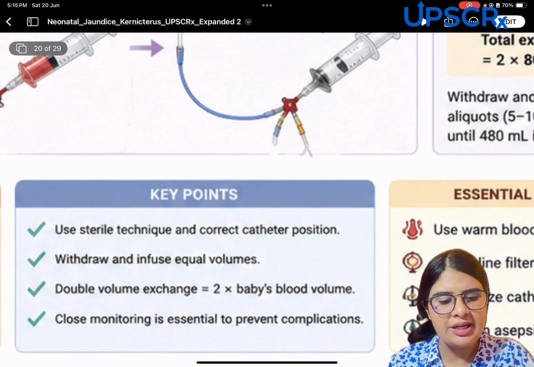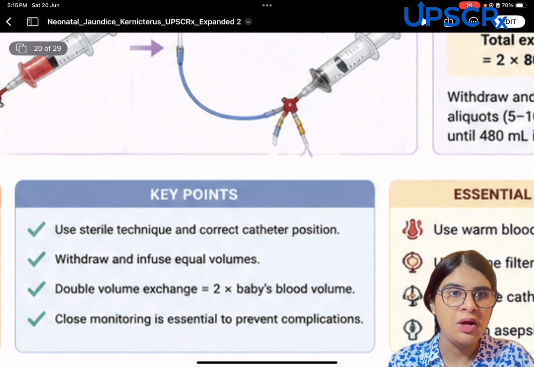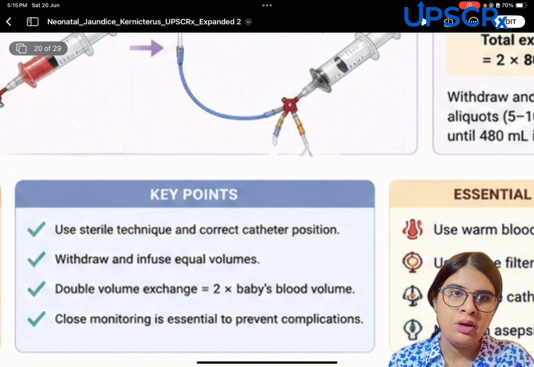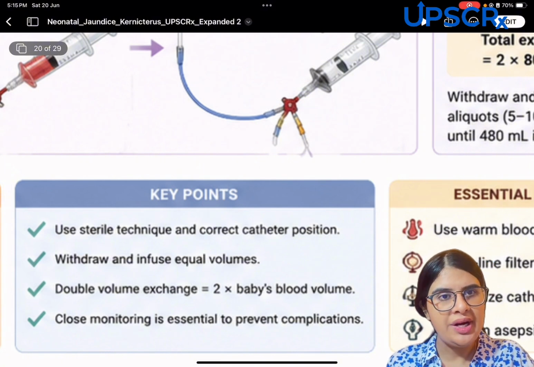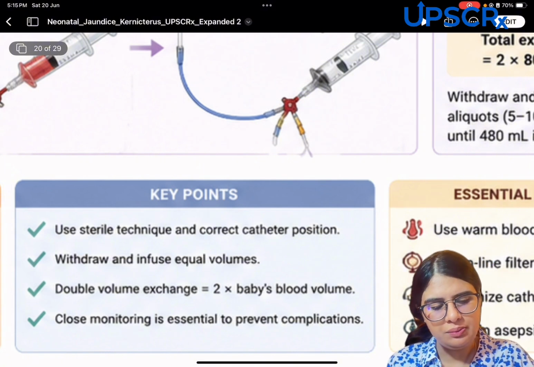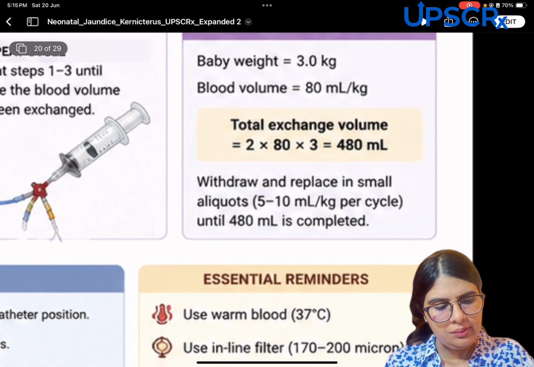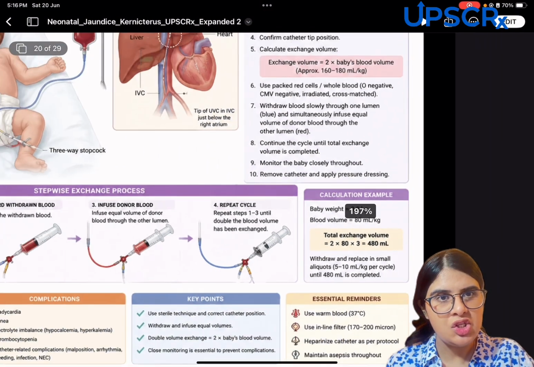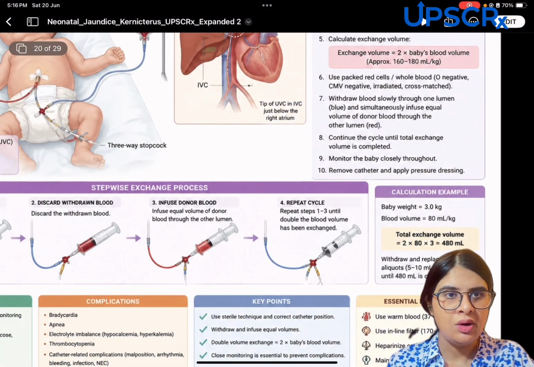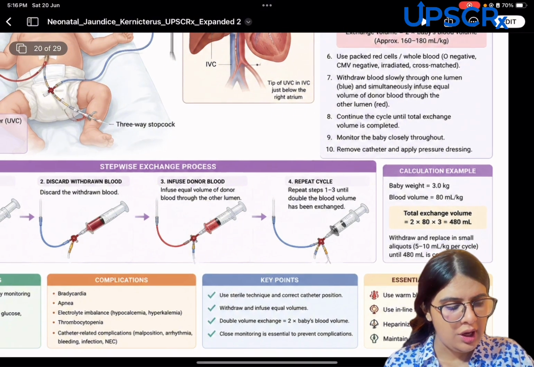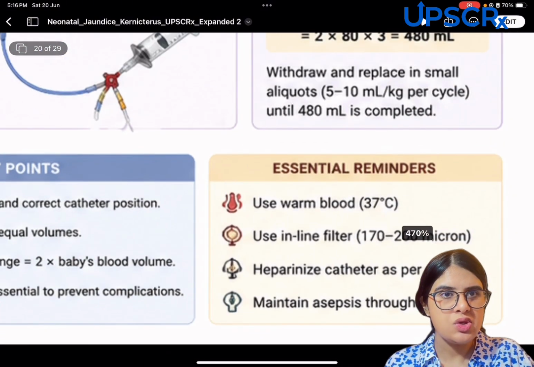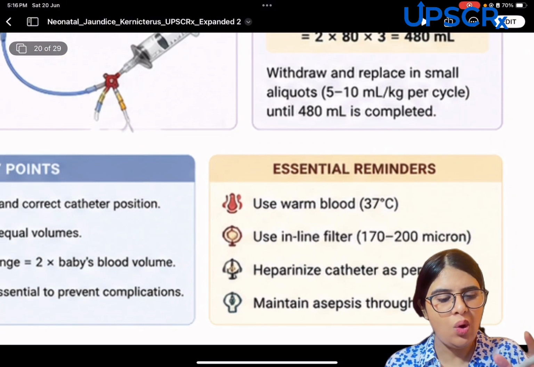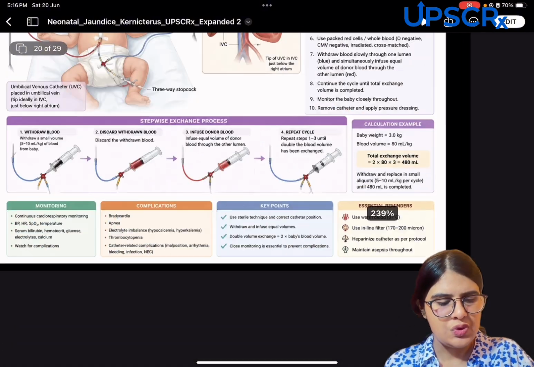160 to 180 ml. That is 2 into the baby's blood volume, which is usually 80 ml per kg. So 2 into 80 is 160 ml per kg. And you have to use warm blood. So after you get it from the blood bank, you have to warm the blood and then use it.